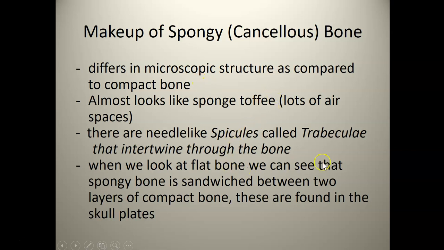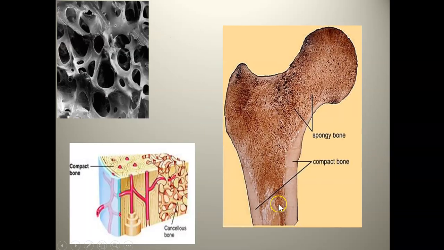If we were to look at a flat bone like the skull, we would see it would be like a sandwich. The outside layer and the inside layer of the skull plate would be compact bone, but between the two layers, sandwiched between the two, would be the spongy bone. So we see it here.